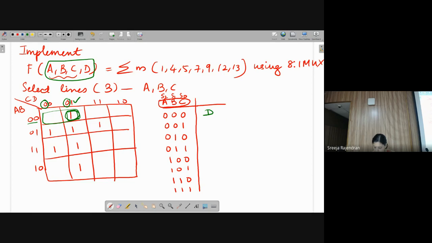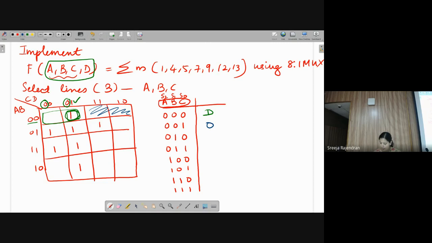Next case is 001. 001 means AB is 00, C is 1. These two cubes come in that category, yes or no? And there I have no true minterm. Is it dependent on anything? It is 0.